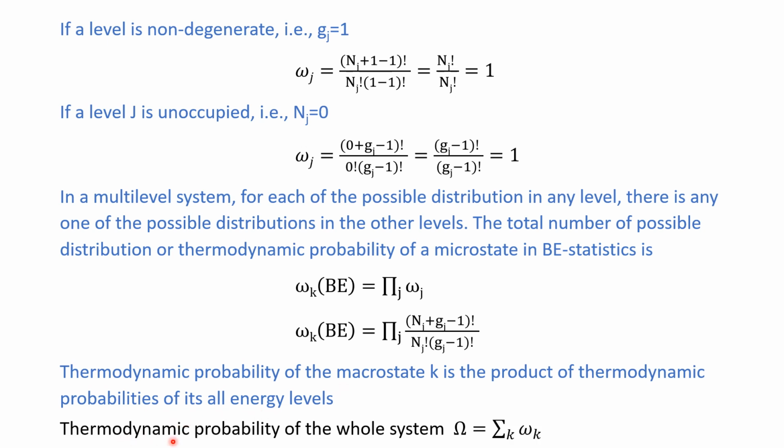And the thermodynamic probability of the whole system will be equal to the sum of the thermodynamic probabilities of the macrostates. So this is the thermodynamic probability of the macrostate, and this is the thermodynamic probability of the whole system. The thermodynamic probability of the macrostate is equal to the product of the thermodynamic probabilities of the individual energy levels, and the thermodynamic probability of the whole system is equal to the sum of the thermodynamic probabilities of the individual macrostates.